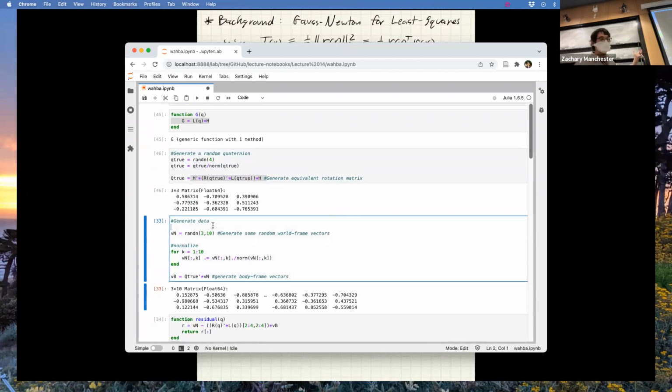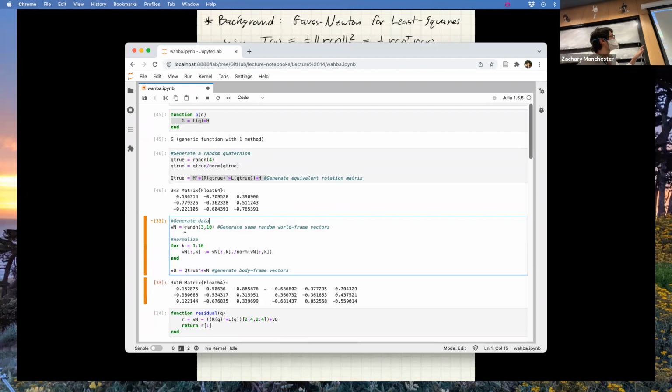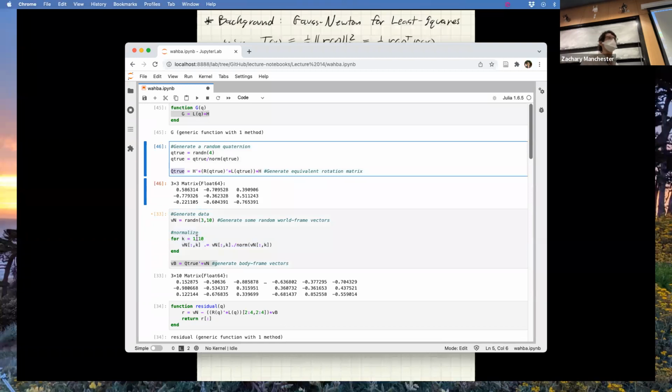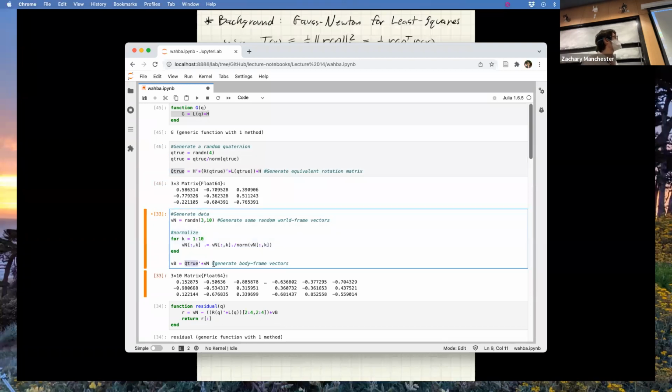Now we're going to generate some data. Here are 10 random vectors in the world frame. I'm then going to normalize them to make it work out with the Wahba setup, and then convert them into the body frame by taking our truth rotation and rotating everything. I could also make this more realistic by adding noise to the body frame measurements, as if you were measuring with a camera. We could do that next if you want.